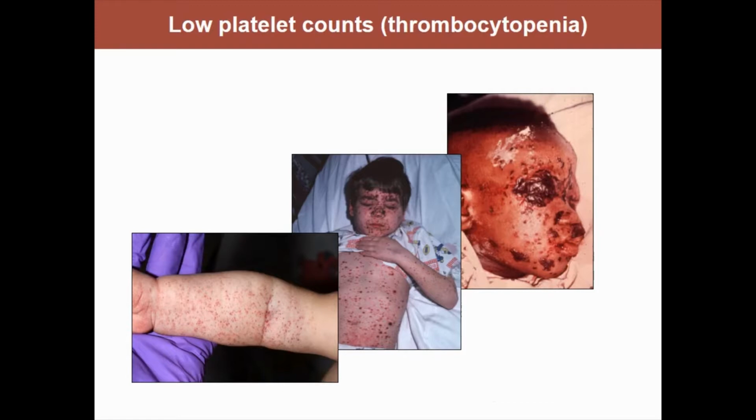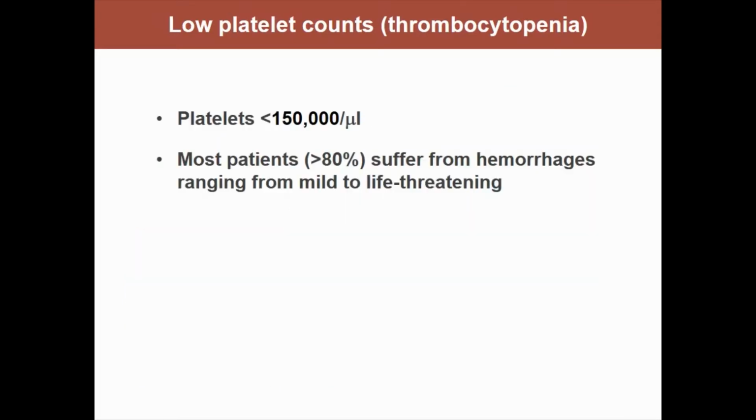As you know, low platelet numbers and the consequent hemorrhages are one of the most common signs of the disease. Thrombocytopenia is defined as less than 100,000, 150,000, but many of your boys have way below those numbers. And as I said, it is very common because it affects the majority of patients.